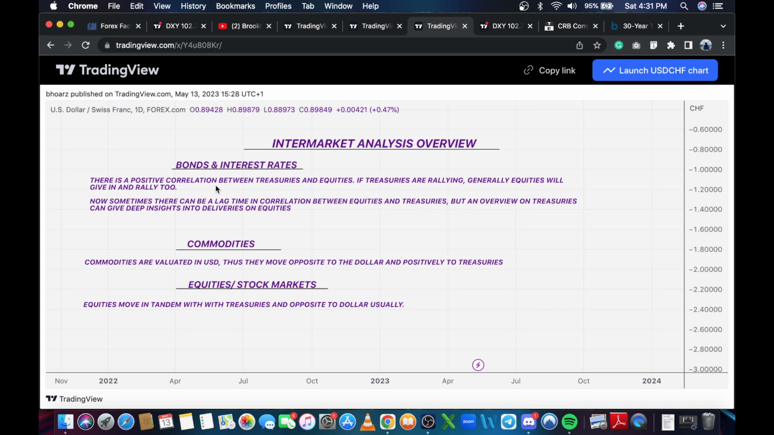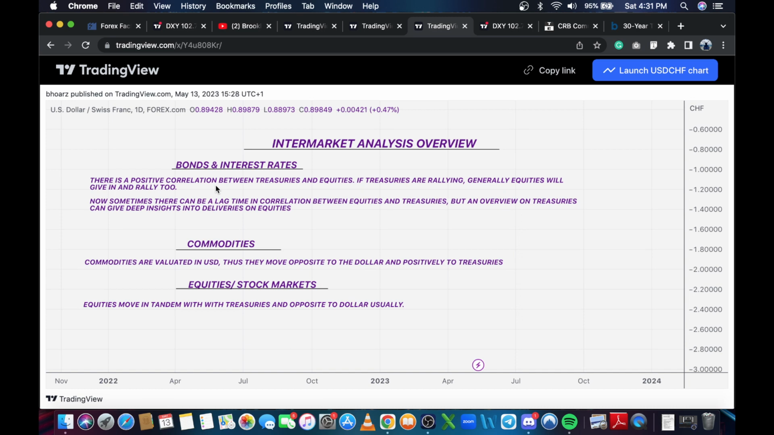If dollar is rallying, what's that going to mean for commodities? That means commodities should be declining because commodities are valuated in dollar. Okay, that should also mean equities should be, what should we be doing? If treasuries are moving higher, meaning higher treasury prices, equities are going to be moving higher too, because you're positively correlated with treasuries, because they are valuated in dollar. Hopefully that makes sense. The equity market is valuated in dollar.